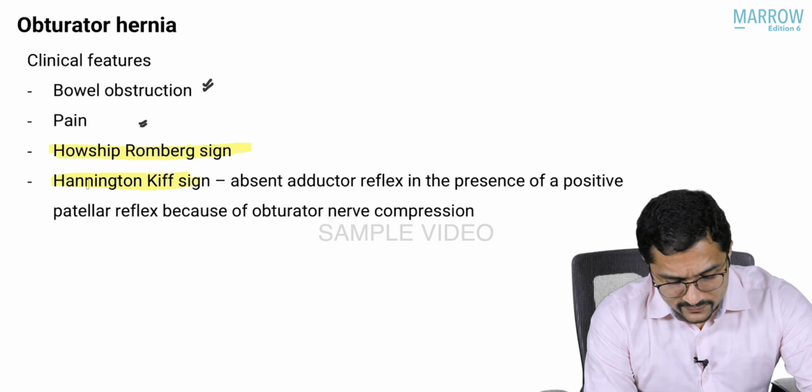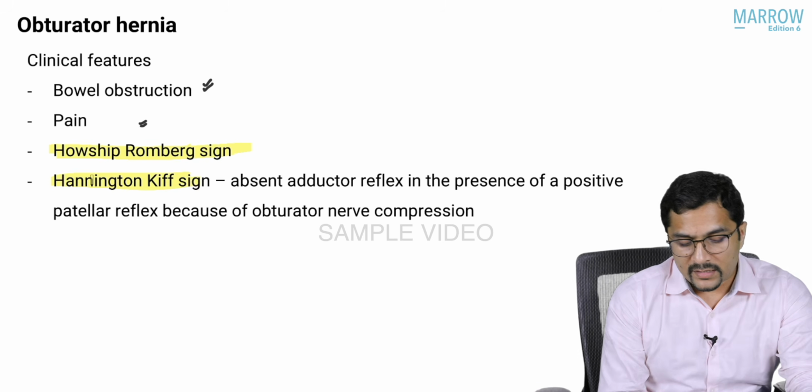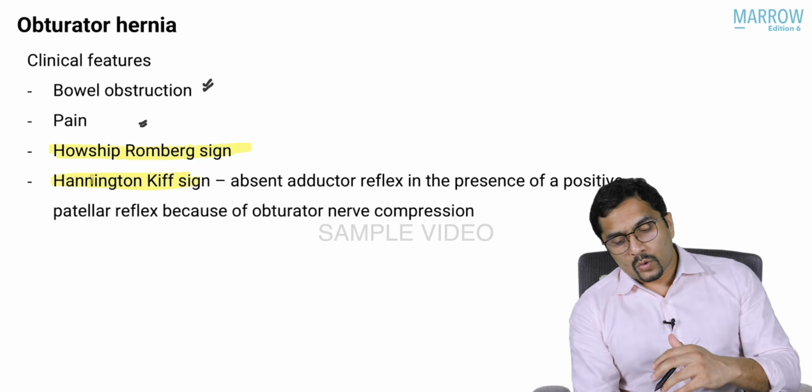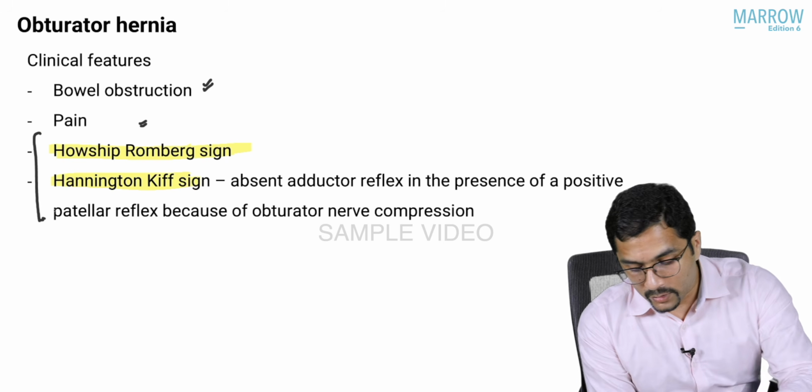The Hannington-Kiff sign is an absent adductor reflex in the presence of a positive patellar reflex because of obturator nerve compression. So both these signs, Howship-Romberg and Hannington-Kiff, occur because of pressure over the obturator nerve.